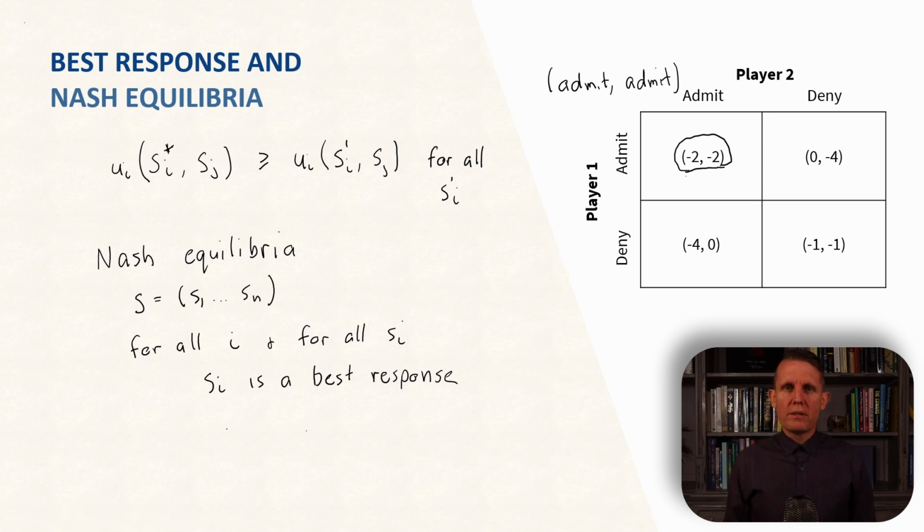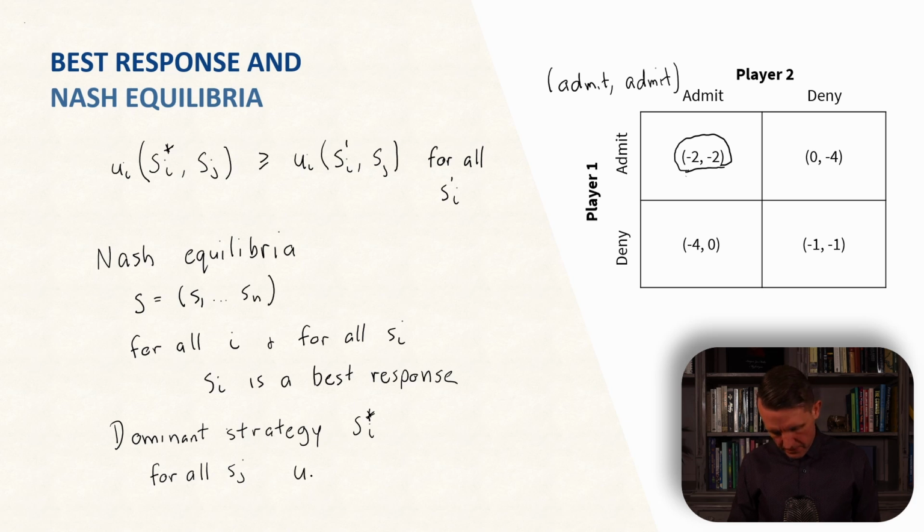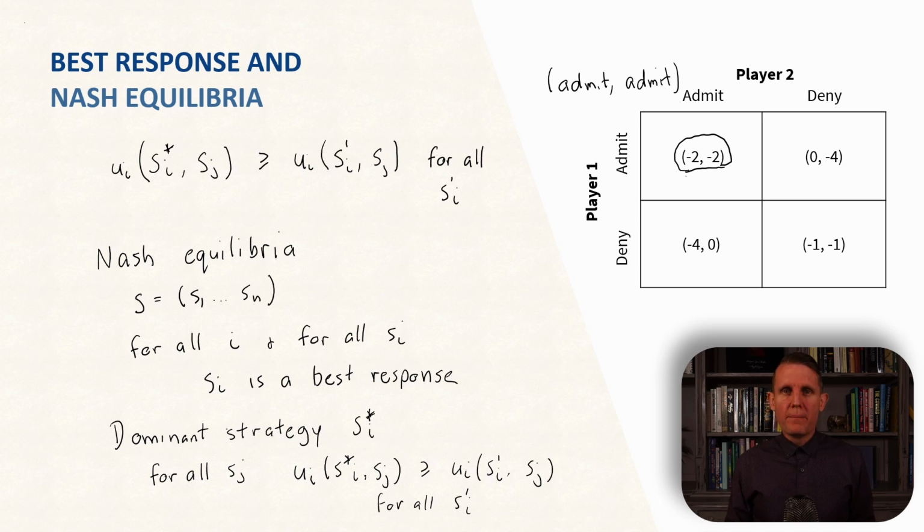A final concept that's important is the concept of a dominant strategy. We say a strategy is dominant if it's the best response to all the possible strategies our opponent can play. A strategy S star i is a dominant strategy for player i if, for all the strategies of our opponents, the utility of that strategy is higher than all the strategies available.